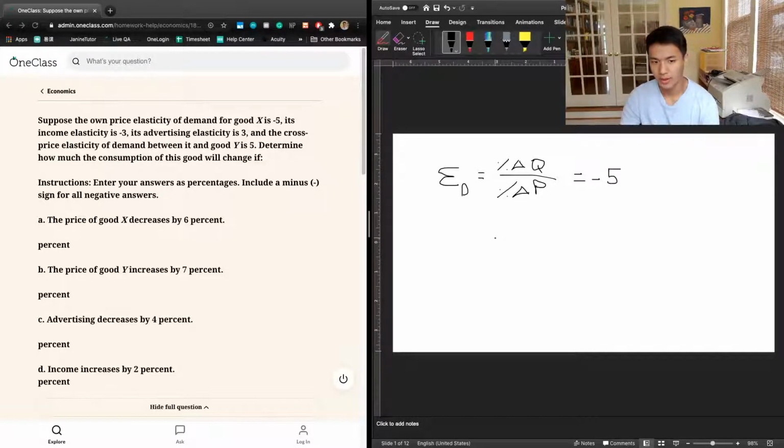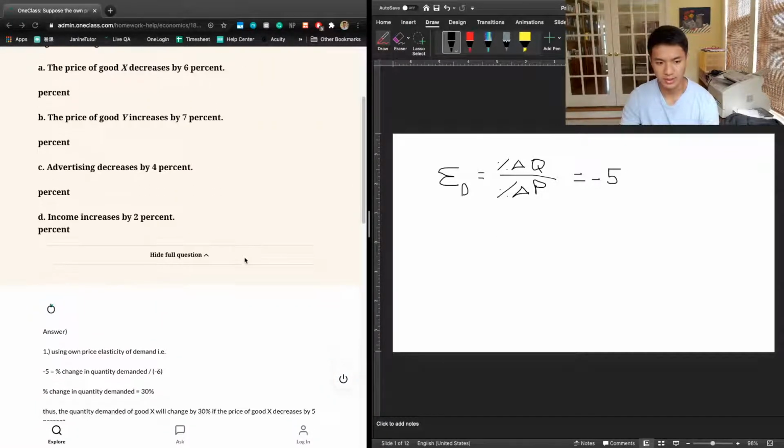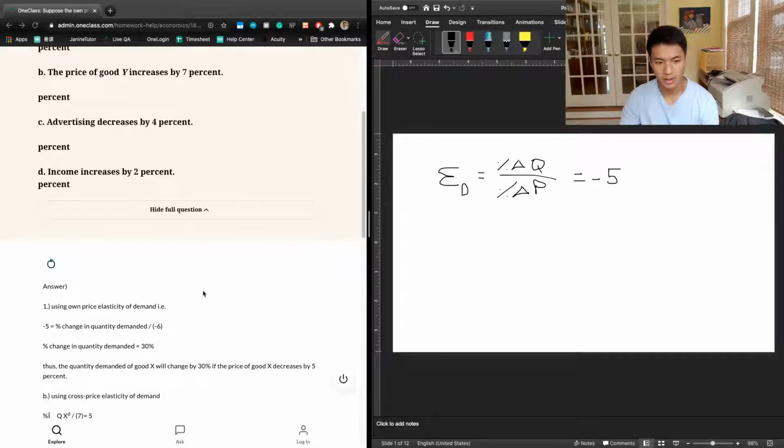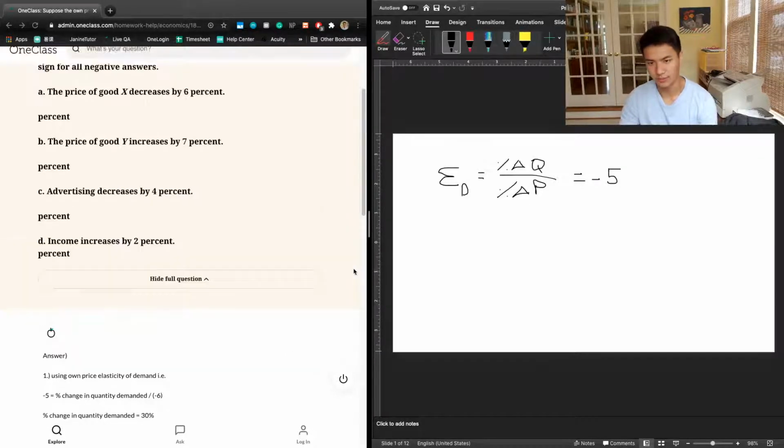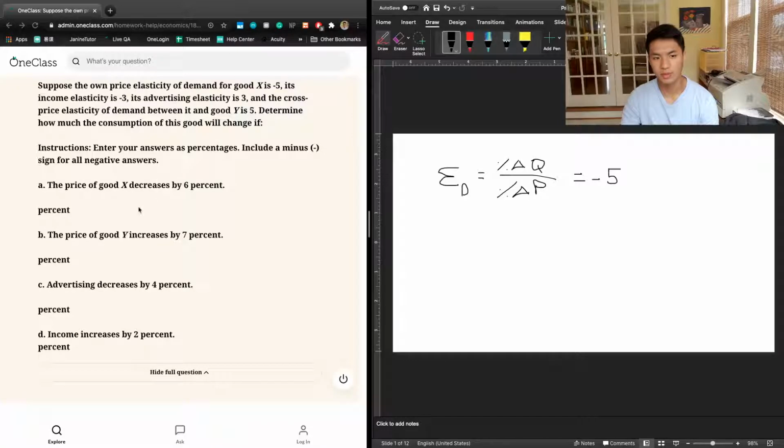So let's take a look at what the previous tutor said. Oh, sorry, not 6/5. The price of the good is decreasing by 6%. That's the price, not the quantity change. So it would be percent change in quantity divided by -6 is equal to -5, and therefore the percentage change in quantity will be a 30% increase. And that'll be the way we solve this. My bad for that mistake.